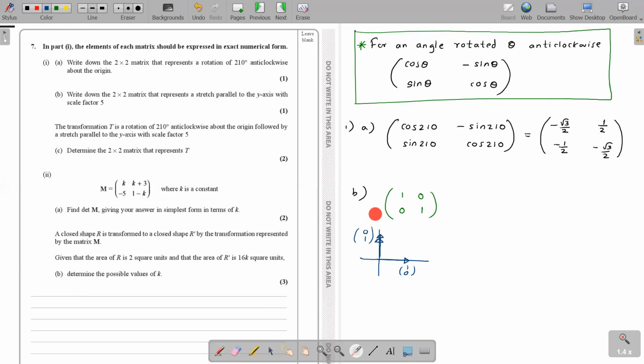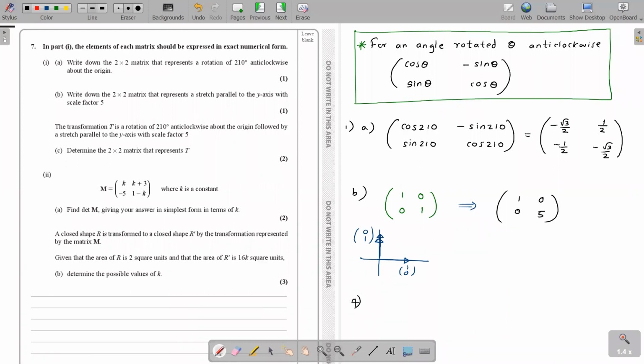The y coordinates are multiplied by 5. So for the other one, 1, 0, the x is 1, the y is 0, that is not affected. So 0, 1 becomes 0, 5. So when you do the stretch here, the new matrix is 1, 0, which doesn't change because you're doing it parallel to the y-axis, and 0, 1 becomes 0, 5. Okay, I hope this is clear to you all.